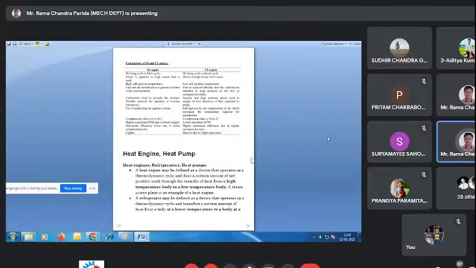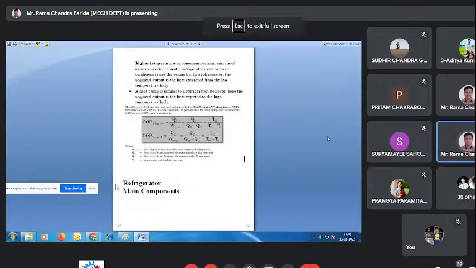A heat pump is similar to a refrigerator. However, the desired output is different. There is the expression of the COP of a heat pump and refrigerator. The desired effect is different in both these cases: it is a cooling effect in one and a heating effect in the other. So what are the main components of the refrigerator? This thing we will discuss today.